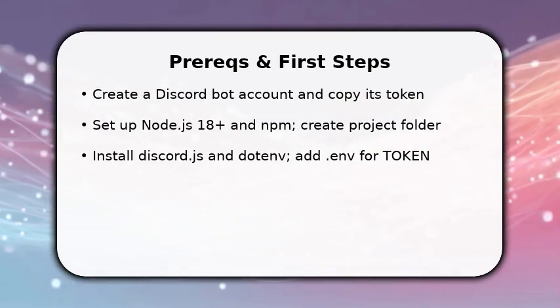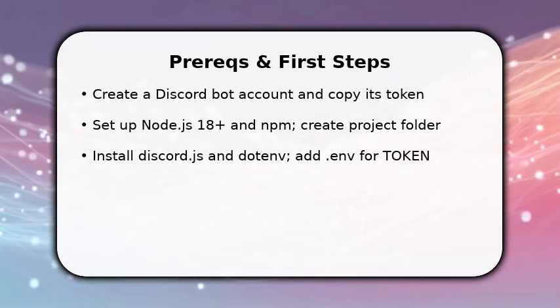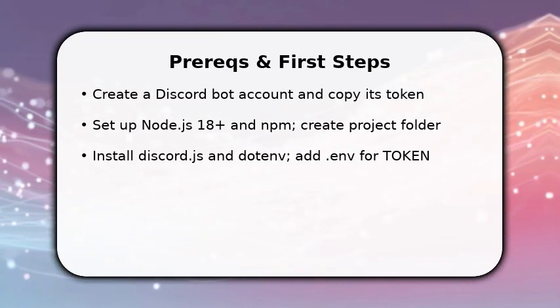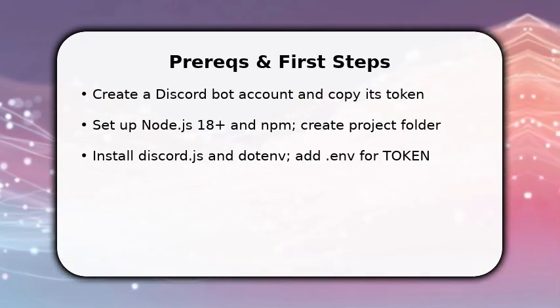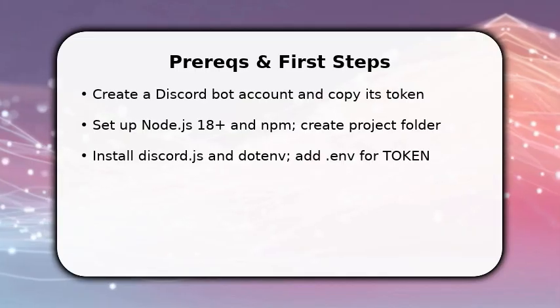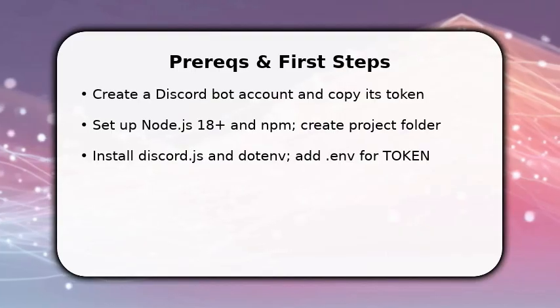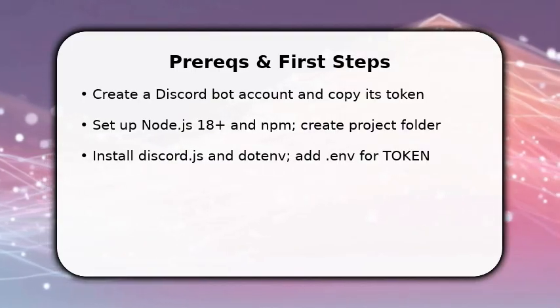You start by preparing what's essential: a bot token, Node.js, and a project folder. Once done, initialize npm and install discord.js plus dotenv to keep secrets safe. You create a simple index.js and load the token from env so you never hardcode credentials.